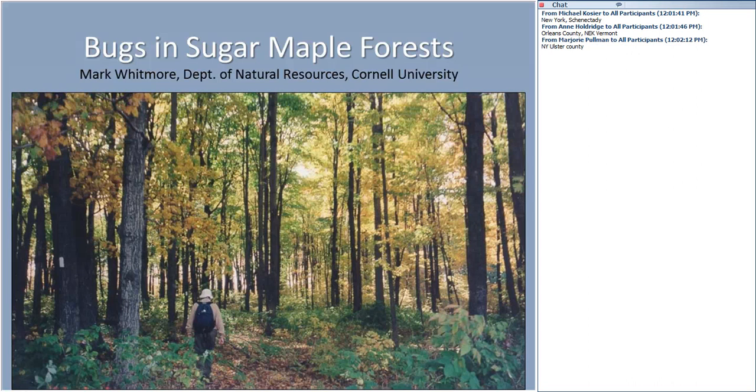So with that, Mark has agreed to talk with us about bugs in sugar maple forest. Mark does a lot of work with really bad bugs, and you've probably seen some of his presentations on specific bad bugs, and this is a more general presentation about forest entomology with a focus on sugar maple forests.